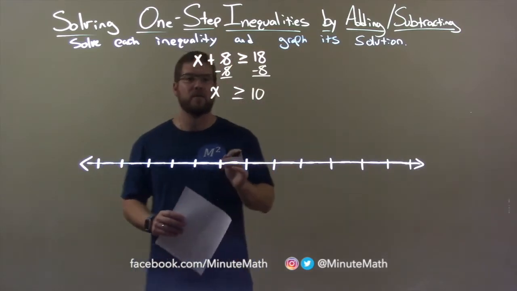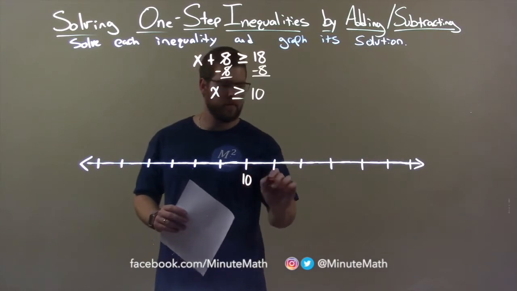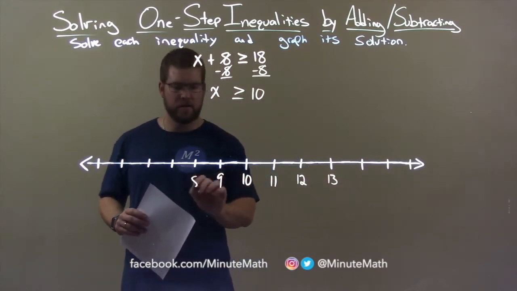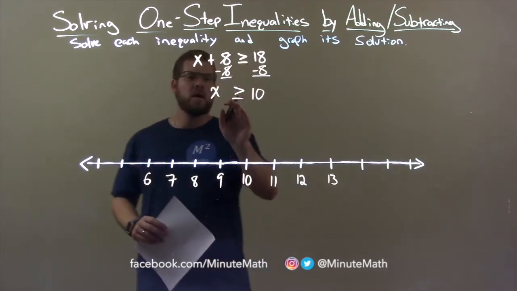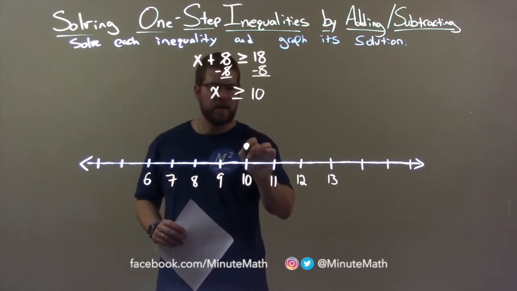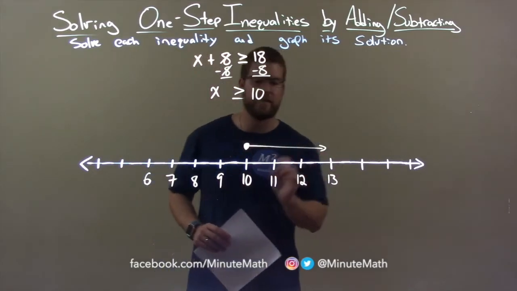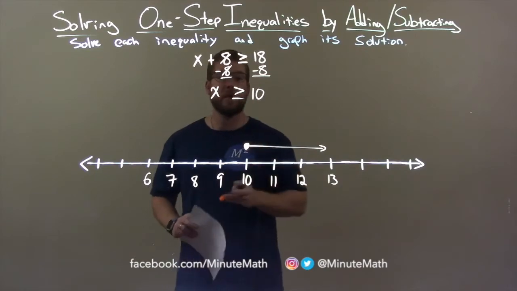So now we're asked to graph it. We already got x by itself. So let's say we put 10 here. And we have 11, 12, 13 on the number line, and then 9, 8, 7, 6. You don't need all of them. Okay? Equal to sign means we can equal 10. So x here can equal that 10. And then the greater than sign says we shade to the right. And so now we have a graph that matches our final answer. x is greater than or equal to 10.